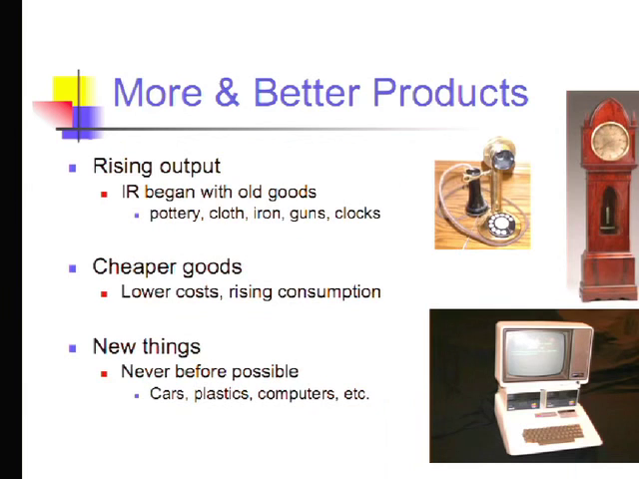So the Industrial Revolution starts with rather old-fashioned goods. Textiles, that means cloth and garments and sewing machines. Various machines to do something that people have been doing already for millennia. Pottery and porcelains, what they'd also been doing for millennia. Guns, the Colt repeater, and of course clocks. So we think of grandfather clocks as very old-fashioned, but they're actually very modern at the time they came out.